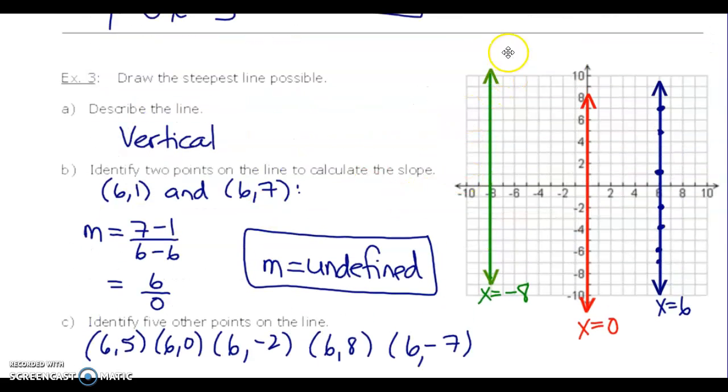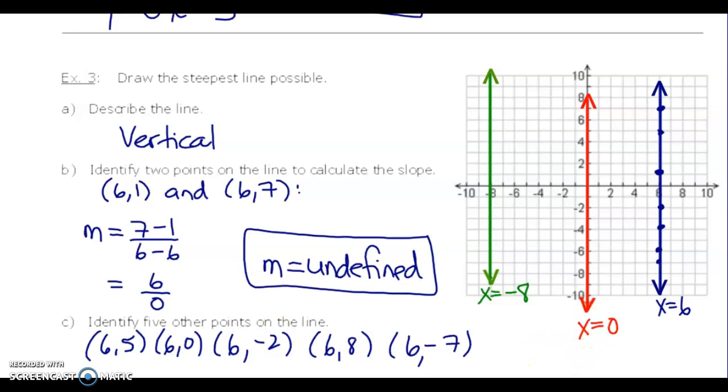And I've gone back and drawn in a green vertical line. Notice all the points on this green line have an x-coordinate of -8. So my equation for my green line is x equals -8. All the points on my red line have an x value of 0. So my equation here is x equals 0.